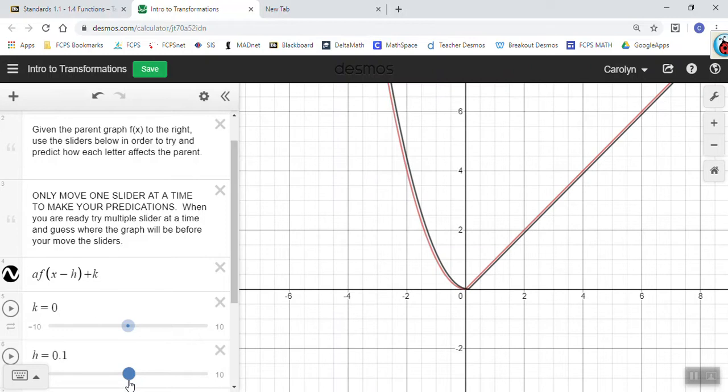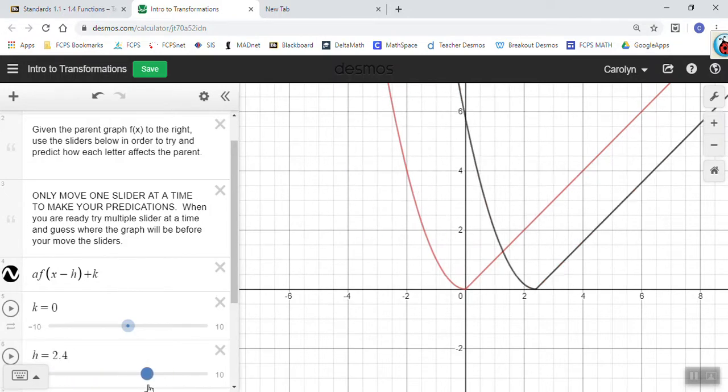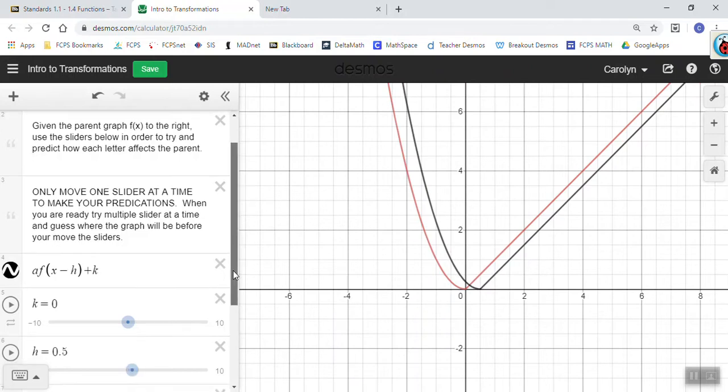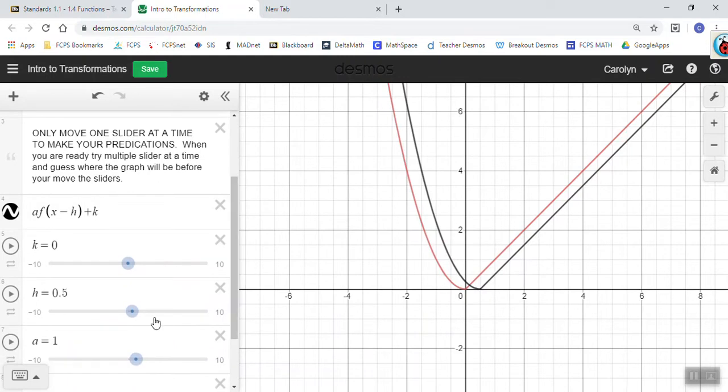Okay, h. h changes the x coordinate. Look at how the h is in the parentheses next to the x coordinate. It changes the x coordinate, which is right or left. Now, there is a negative built into this formula, so that's going to be a little bit interesting. Okay? All right? And a. Let's put these two back to 0. a. Any thoughts on a?